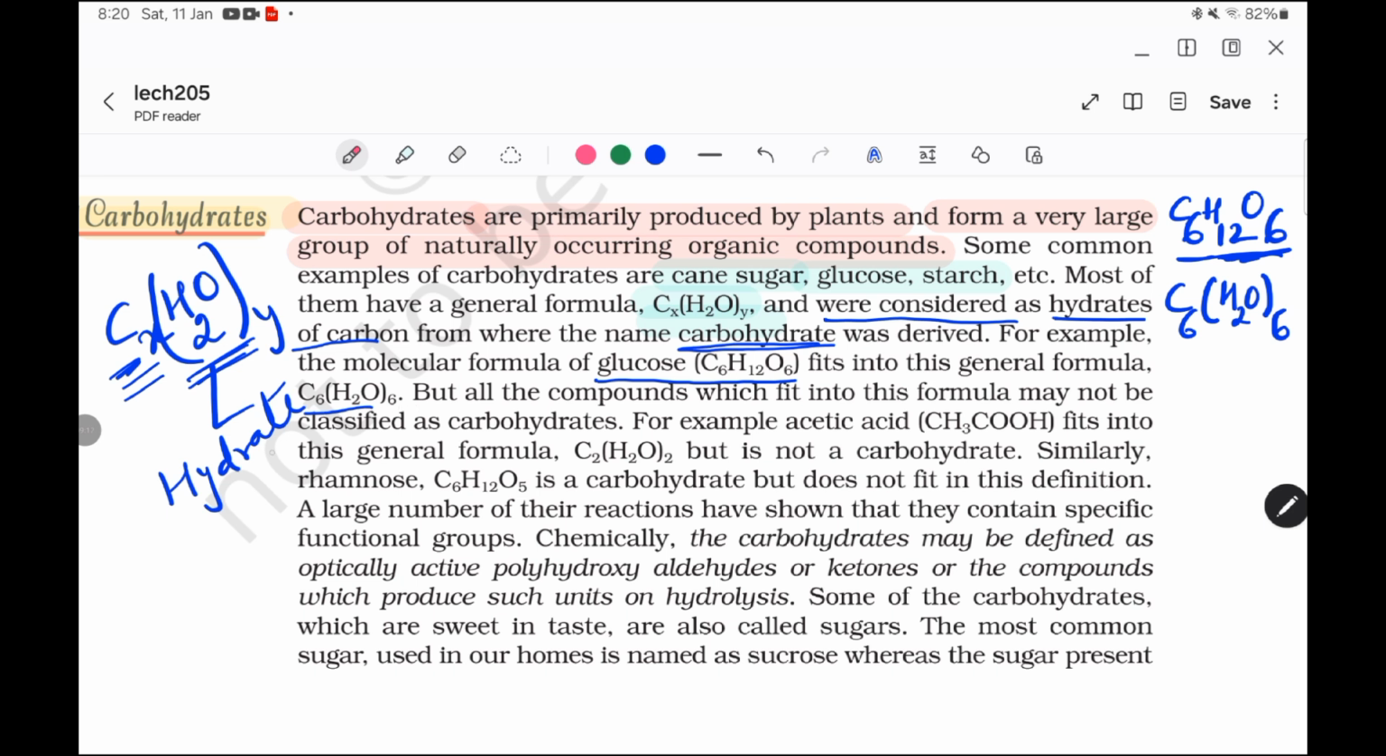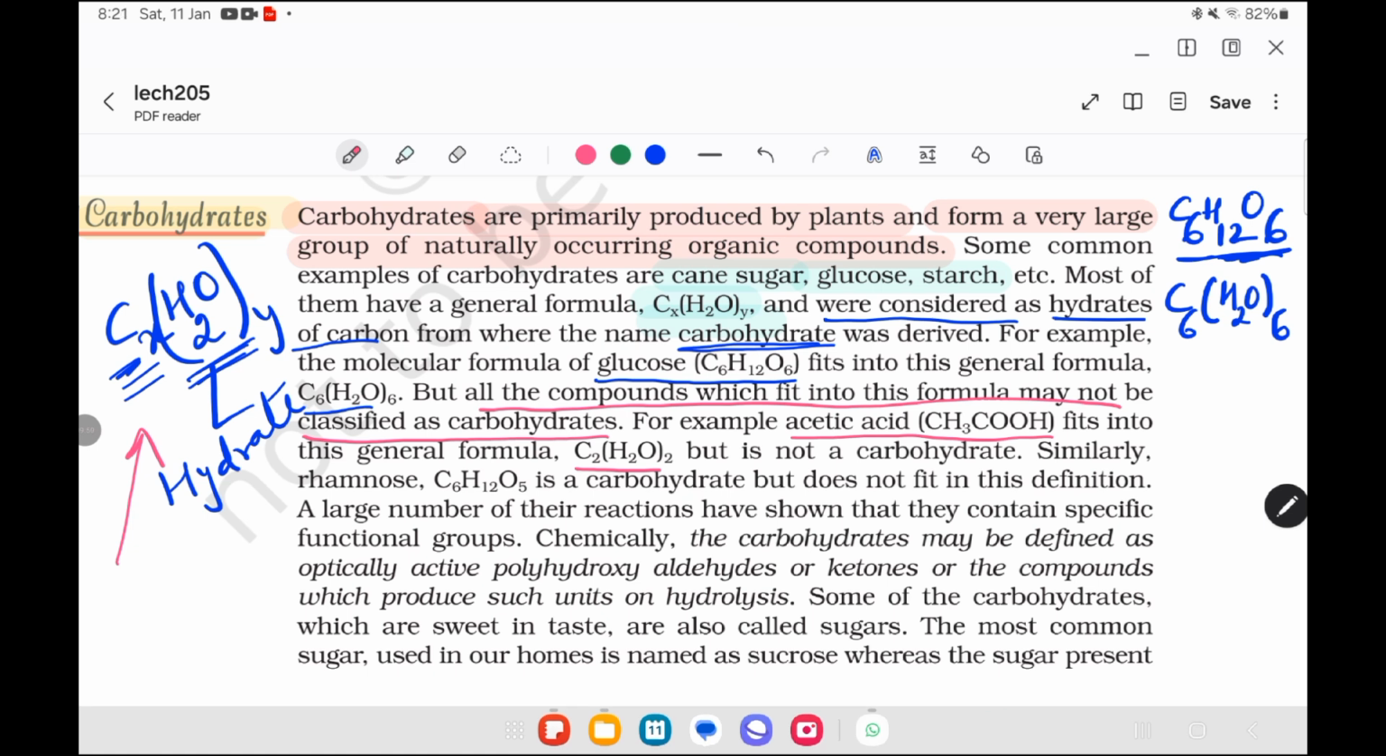But this definition is not sufficient for all the carbohydrates which exist. There might be some non-carbohydrates which also fit in this definition. All the compounds which fit into this formula may not be classified as carbohydrates. For example, acetic acid fits into this formula by simplifying it as C2(H2O)2. How did we get this formula? I'll just show you.